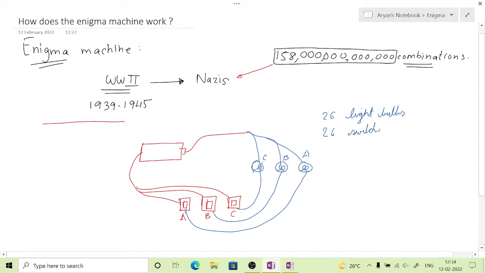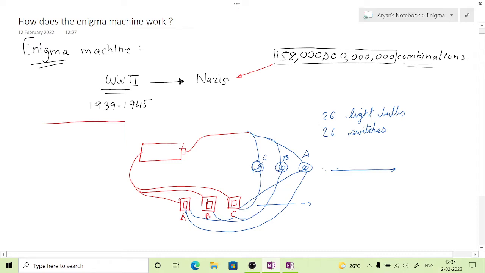When there are so many things possible, drawing just three switches and three light bulbs took me so much time. Now just imagine you have 26 light bulbs, and the switches might also go much further. That might be a very big circuit. And now just imagine if I connect the C switch to the A1, the A switch to the B1, and the B switch to the C1. Everything is mixed and matched.